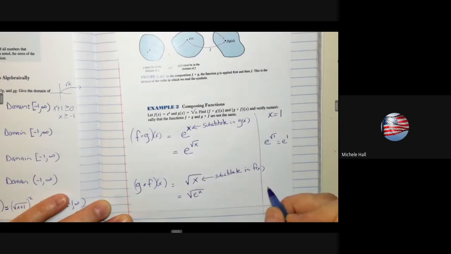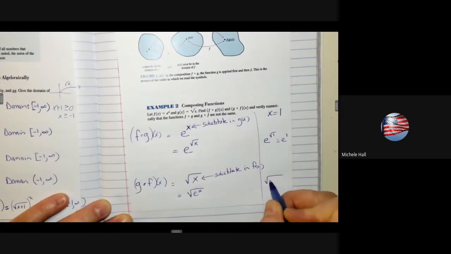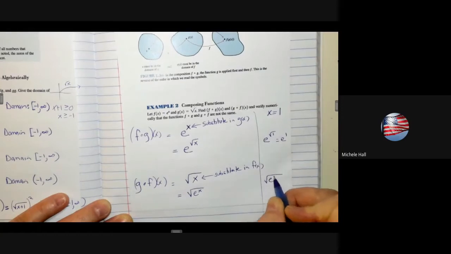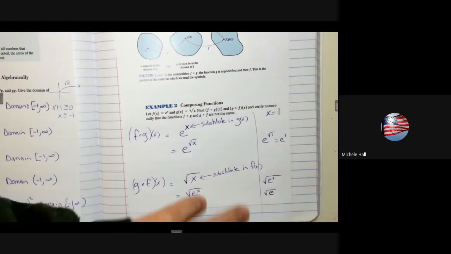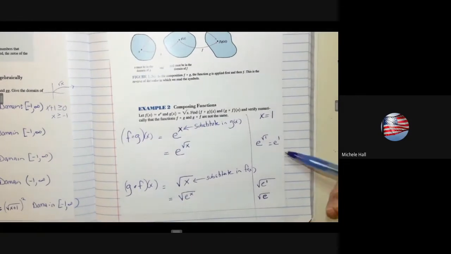Down here, if I did the square root of e to the 1, I have the square root of e. Well, I can check and see if these are the same or not. I mean, clearly e is not the same thing as the square root of e. You could check that on your calculator.